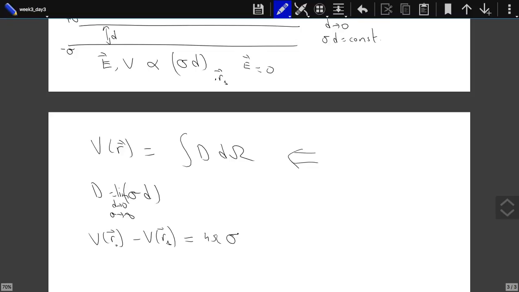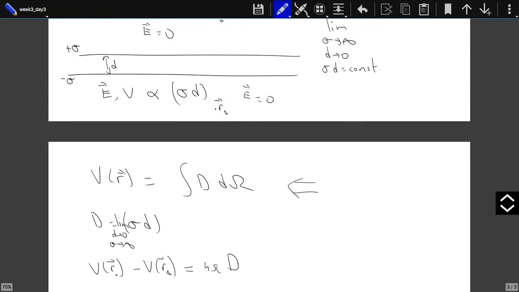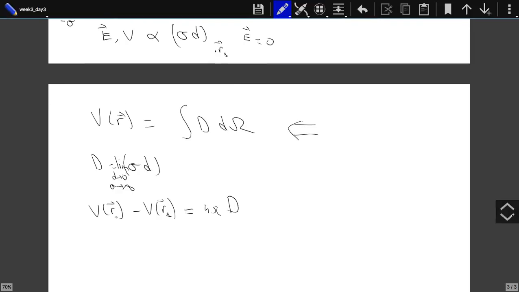Well, if it is 4 pi sigma, remember, we are taking the limit that sigma goes to infinity. So this is divergent, 4 pi sigma d. So this is the potential difference across the plate. What is the electric field above or below? Electric field, let's say at R0. What is the electric field? How do you see that? I mean, is it consistent with this expression over here? That's what I'm looking at.